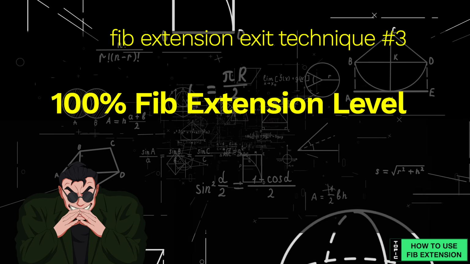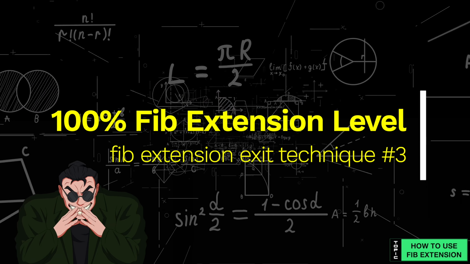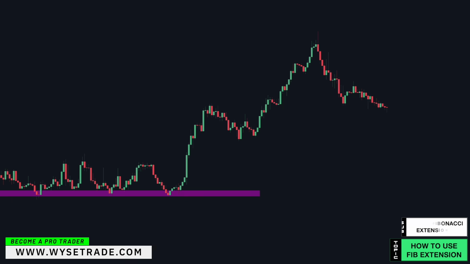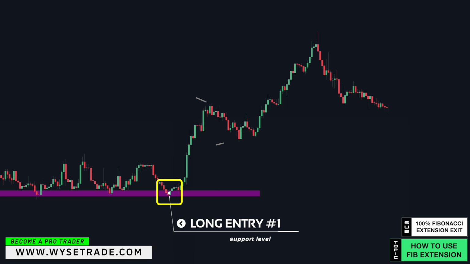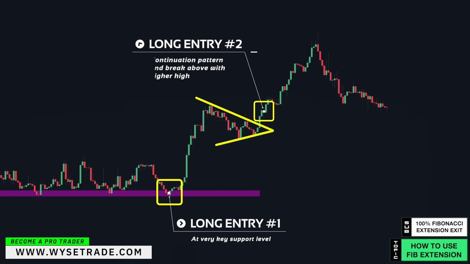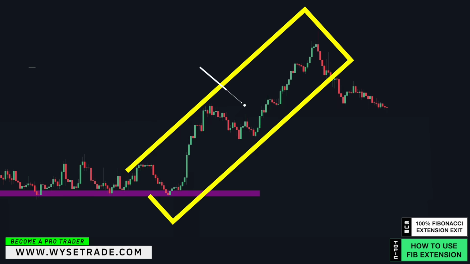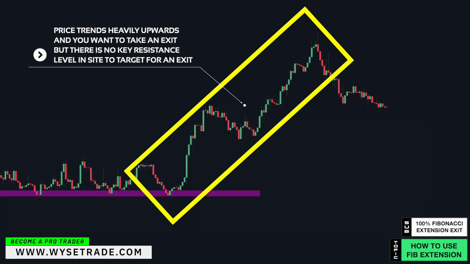Let's now move on to the 100% Fibonacci extension level. So you went long here at the key support level, or through the continuation entry here. Price trends heavily upwards in your favor, and you start looking for possible exit points, but there is no resistance level in sight to target for an exit as you're entering uncharted territory.